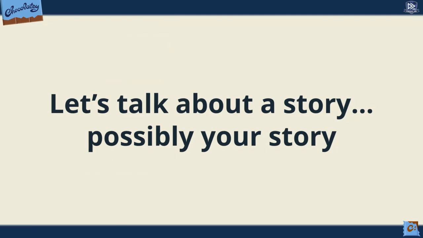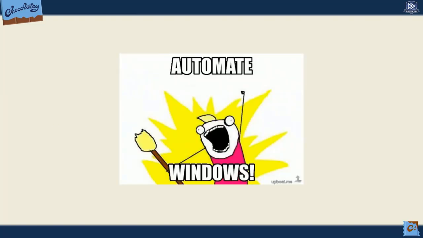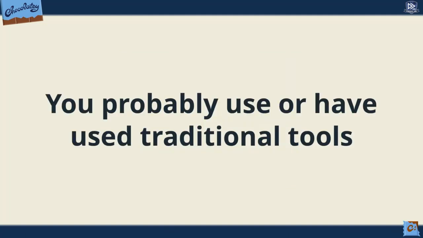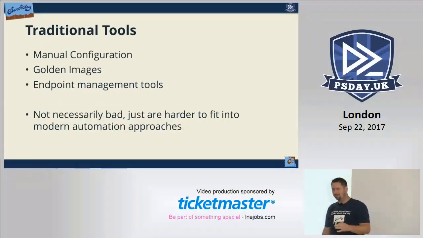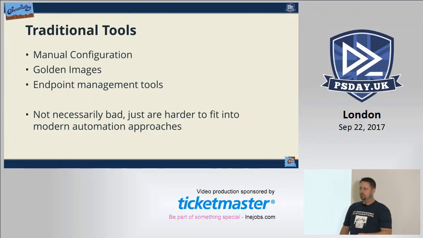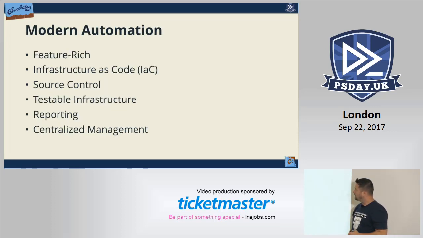Let's talk about a story. It's possibly your story, right? You were looking for modern automation, so you're all gung-ho. That or your boss said you're going to automate Windows. And so you probably used traditional tools at the time, right? And some of those could have been manual configuration, golden images, endpoint management tools. Not that these are necessarily bad. They just don't fit well into more modern automation scenarios, right? So test infrastructure, all that good stuff. That's what we're talking about.